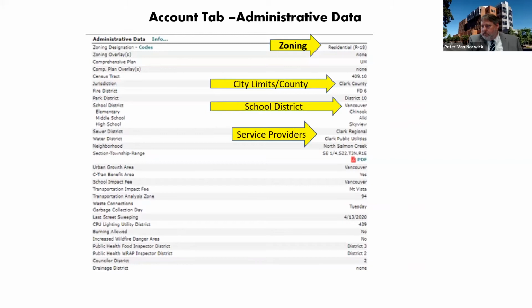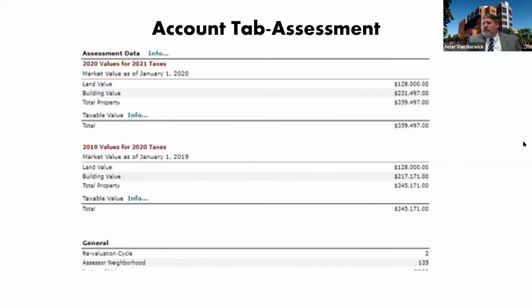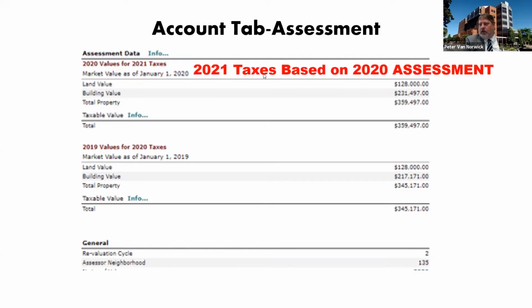All right, so the other one is the account tab, which is for assessments. And the assessor's office, this is what we're most known for, is putting value on property. And so if you remember back at the account tab, this is over on the far right side. And the first thing I want to point out is that you'll notice 2021 taxes are based on the 2020 assessment. So this is the value up here that we have for the 2021 taxes. It's based on the 2020 assessment.